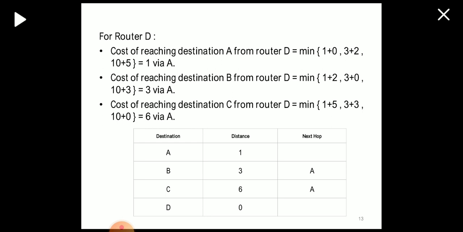But we always consider the minimum cost path between each router. This is the solution for the question that is given above.